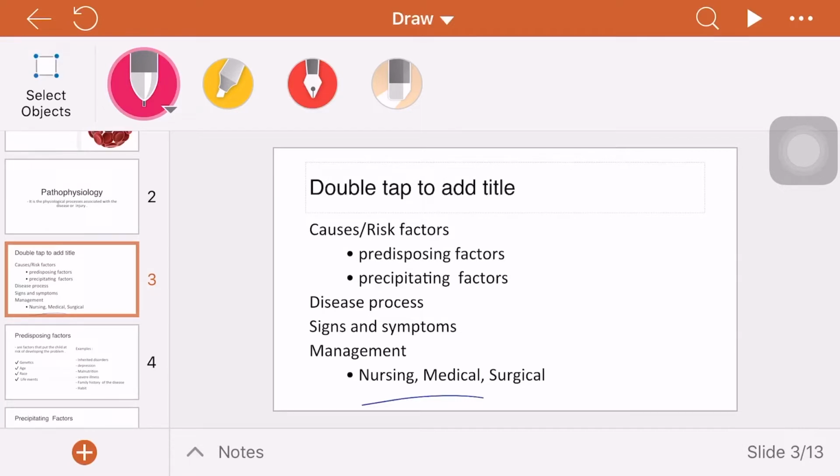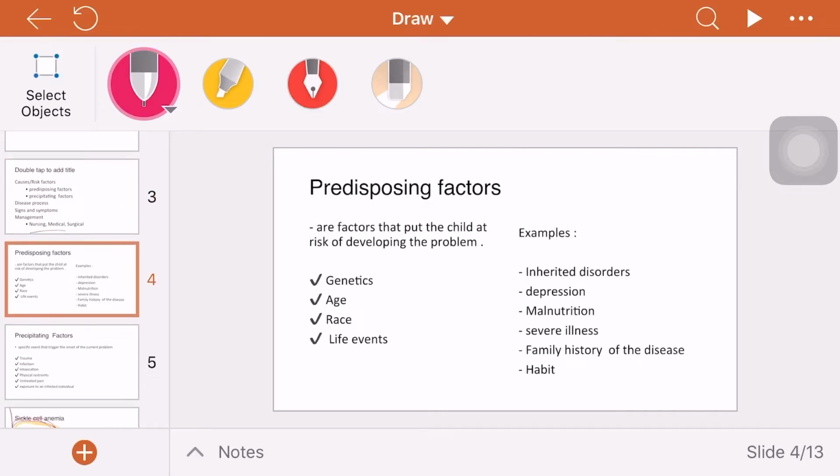So again, what are the contents of your pathophysiology? First, you need to have the causes, divided into two: predisposing factors and precipitating factors, then disease process, signs and symptoms, and then management. Now, what are predisposing factors? Predisposing factors gani, these are factors that put the child at risk of developing the problem.